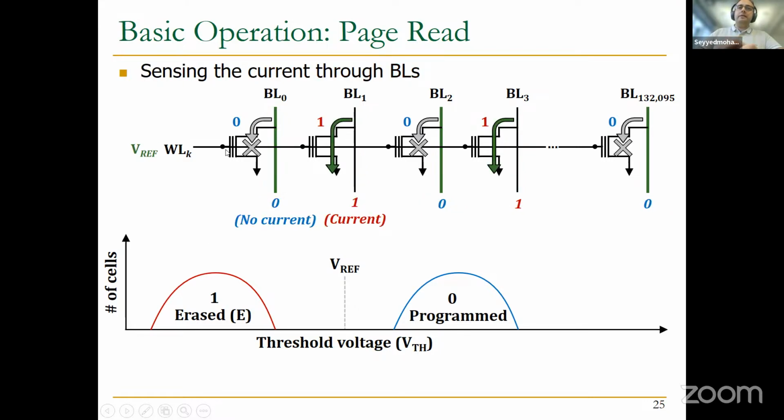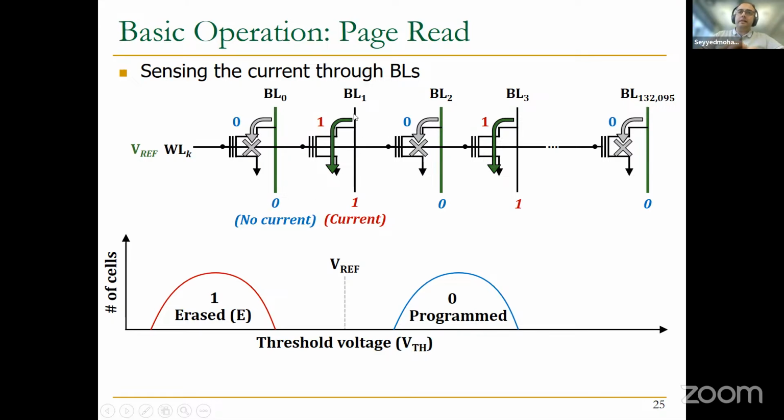And then, depending on the current flow, those bit lines that have no current flow, you will encode as 0. Why can they not flow current? Because the flash cell is off when applying VREF. It's already programmed and the threshold voltage is higher than VREF, so you cannot turn on this transistor, and the charge is not flowing. So you will consider that as 0.